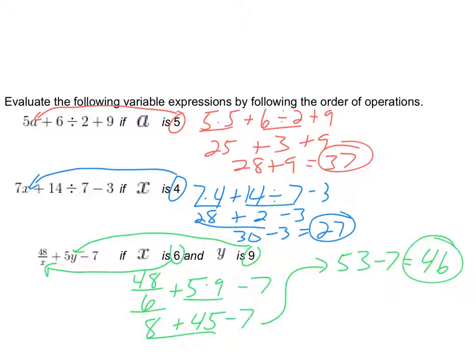For the first one, we plug 5 in for a and get 5 times 5 plus 6 divided by 2 plus 9. 5 times 5 is 25, 6 divided by 2 is 3. So I get 25 plus 3 plus 9. 25 plus 3 is 28. 28 plus 9 is 37.